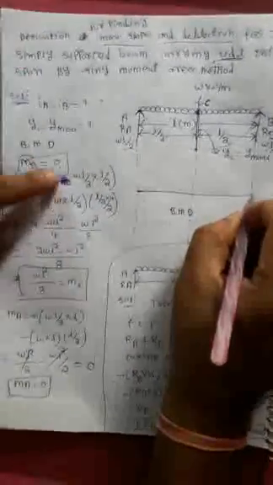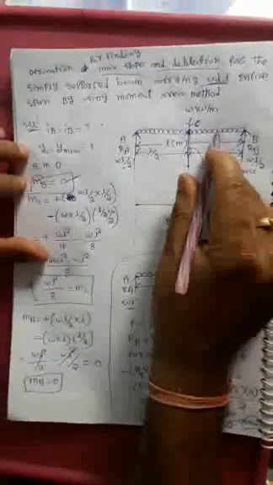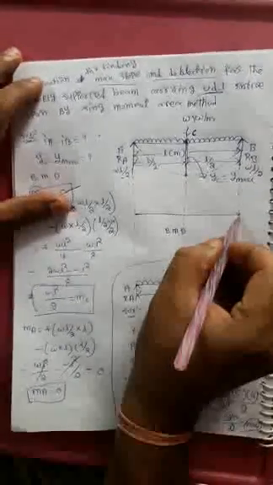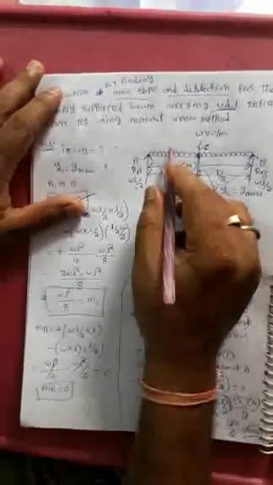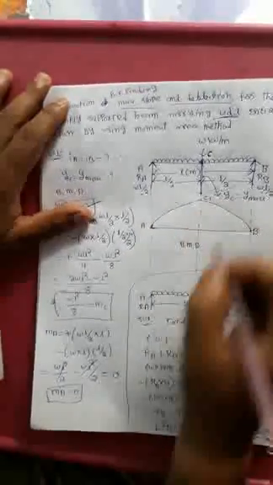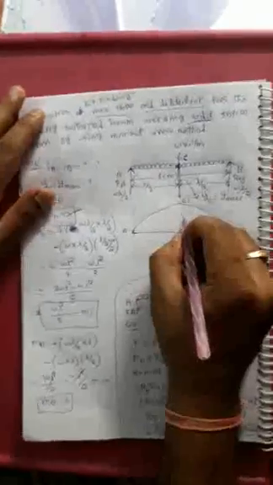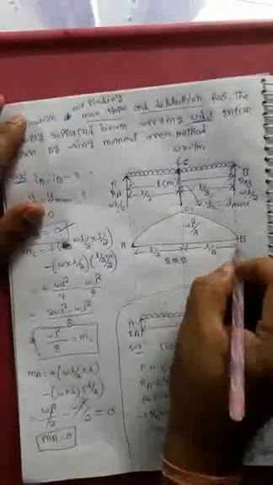So from B the answer is 0, and MC is WL square by 8. So here it is carrying UDL, so in the form of a parabolic shape, and MA equal to 0. So this parabolic shape falls due to this UDL to 0. So this is the A point and B point and C dash point. This middle portion is WL square by 8. So this is the WL by 2 and this is L by 2 and L by 2.